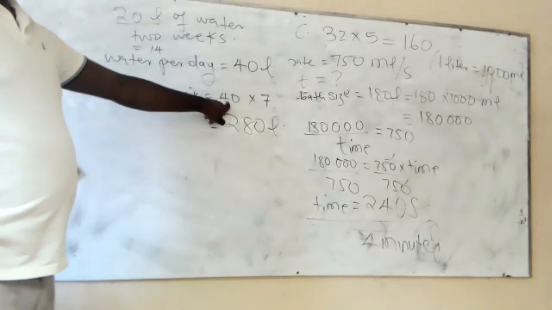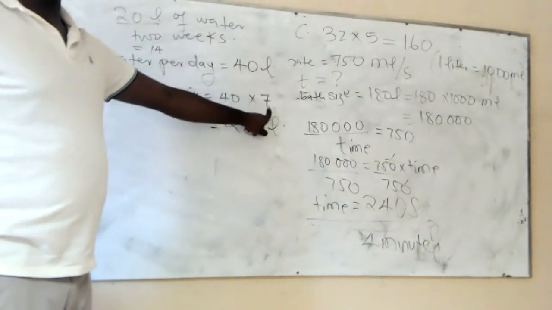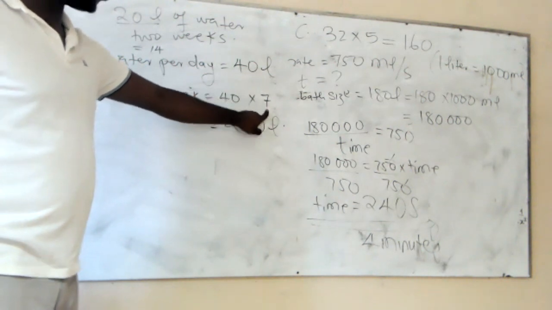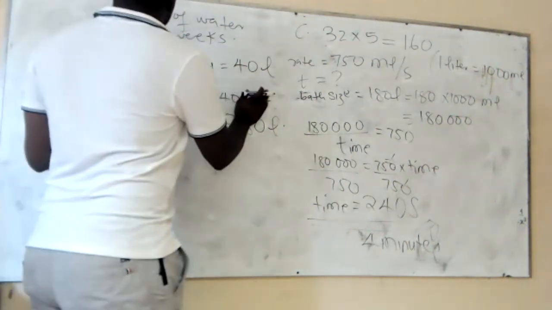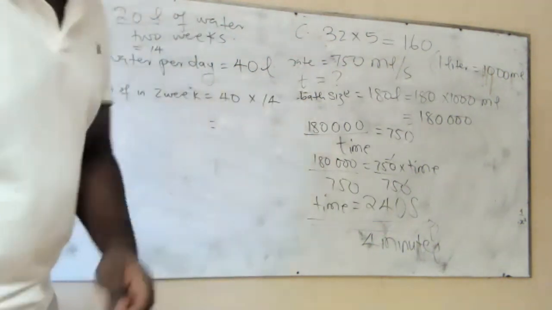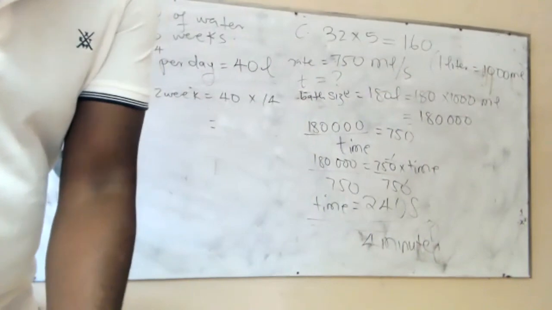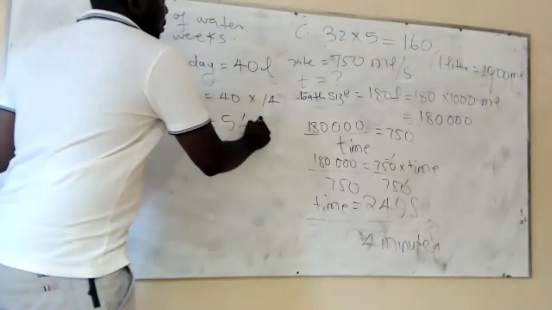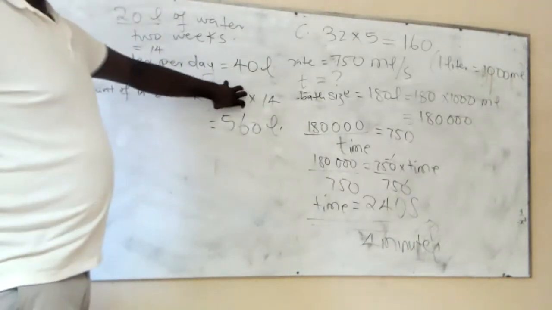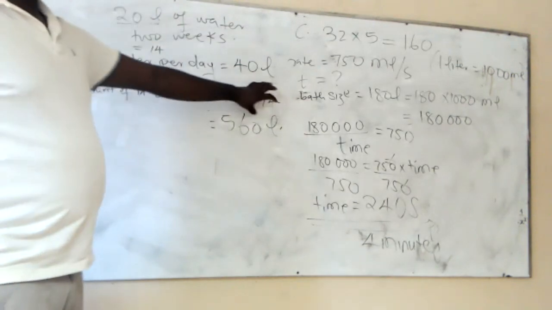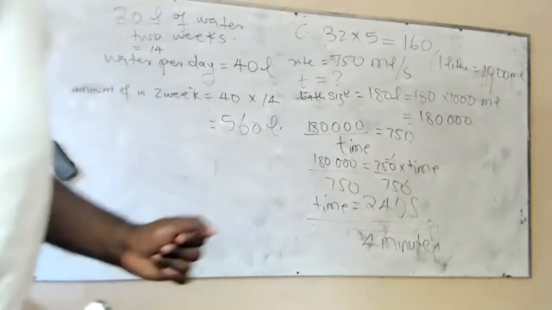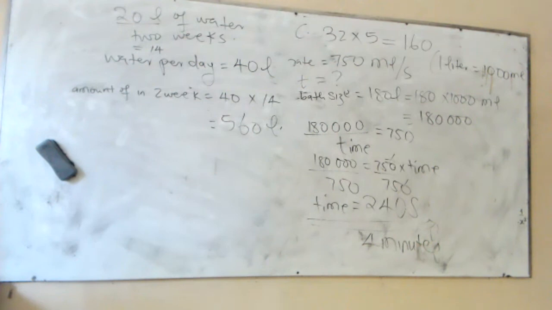Is the number of liters per day multiplied by 7, which is the number of days per 2 weeks? No, 7 is per 1 week. For 2 weeks, it's going to be 40 multiplied by 14, which is 560. 560 liters. This is how you're supposed to do this question. So it's 40 liters per day multiplied by 14 days, and that is how you're supposed to answer question number 13.